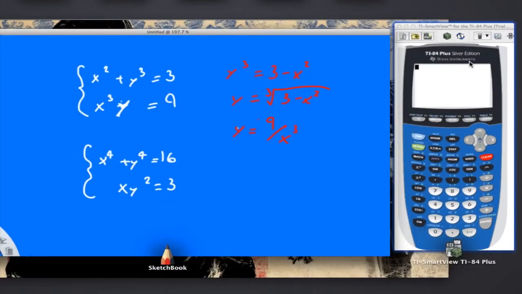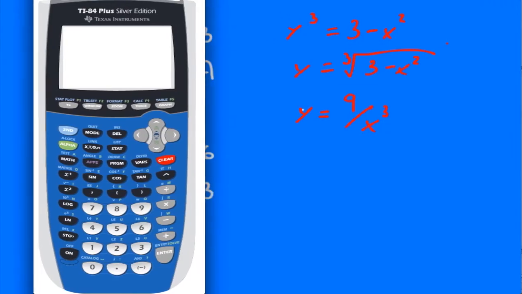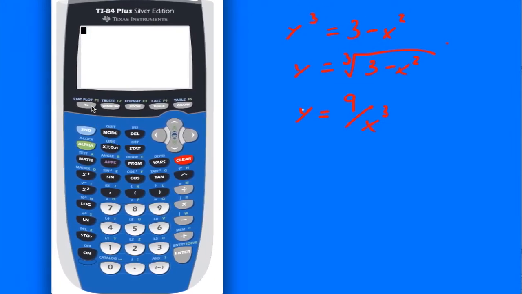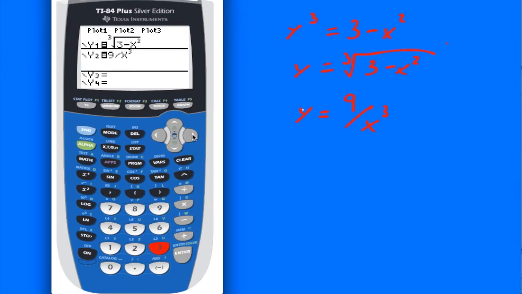And now we're going to take our graphing calculator and graph them. So we have our first y, which is the cube root of 3 minus x squared. There you go. And our y2, which is 9 over x cubed. There you go. And we graph it.